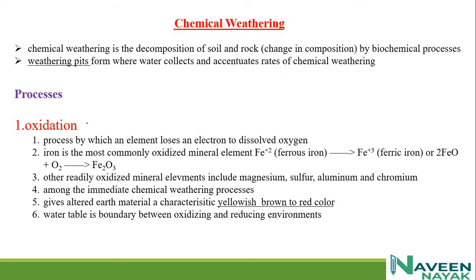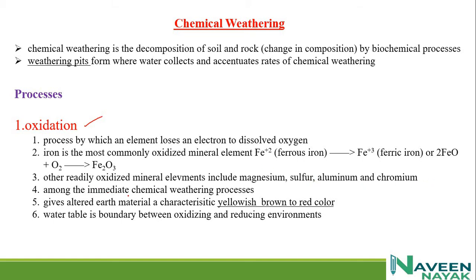Process. The first one is oxidation, the process by which an element loses an electron to dissolved oxygen. Iron is the most commonly oxidized mineral element. You can see the reaction: ferrous iron, ferric iron. Other readily oxidized mineral elements include magnesium, sulfur, aluminium, and chromium.